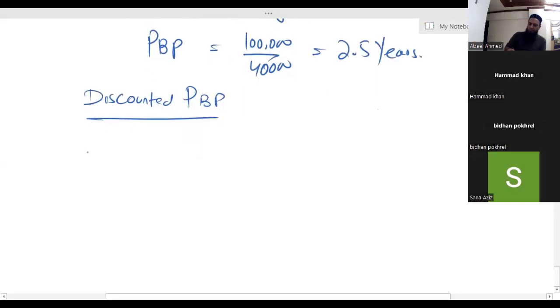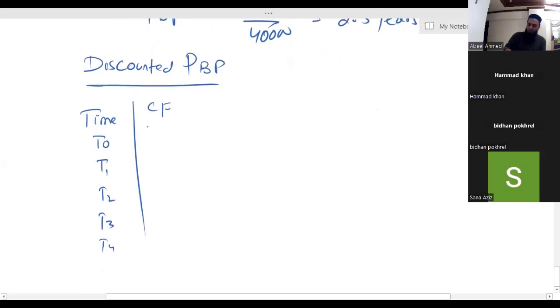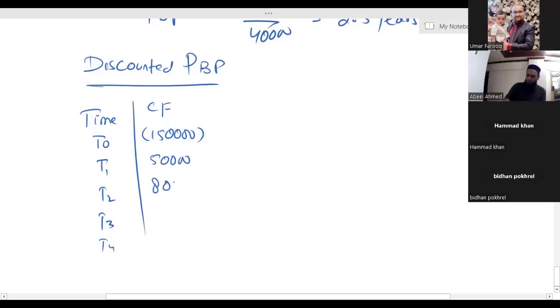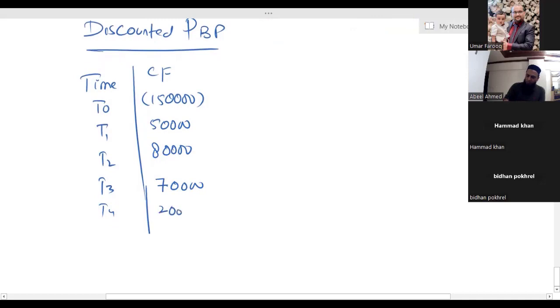Let's see the difference. T0, T1, T2, T3, T4. Cash flows, let's say you have made an investment of 1,50,000. In the first year, you are going to recover 50,000. Then let's say it's going to be 80,000. And then let's say it's going to be 70,000. And let's say it will be 200,000.